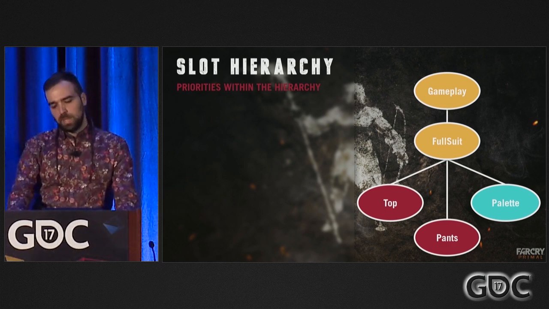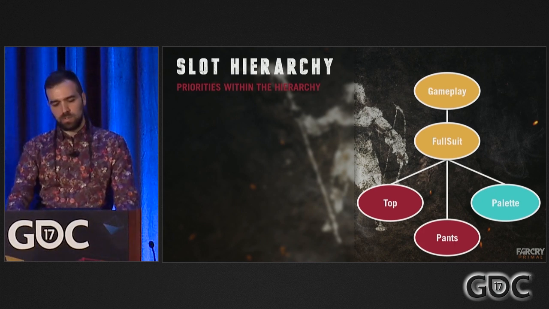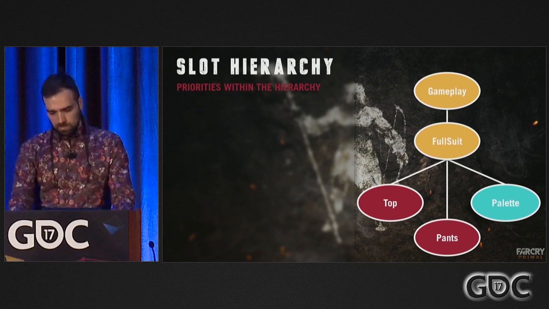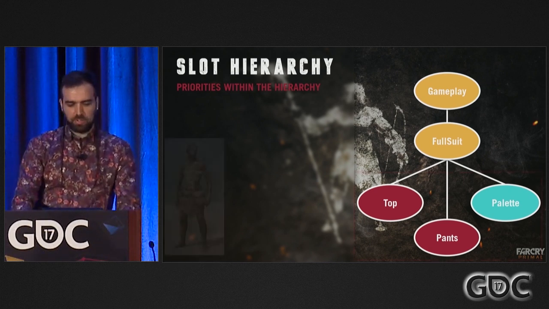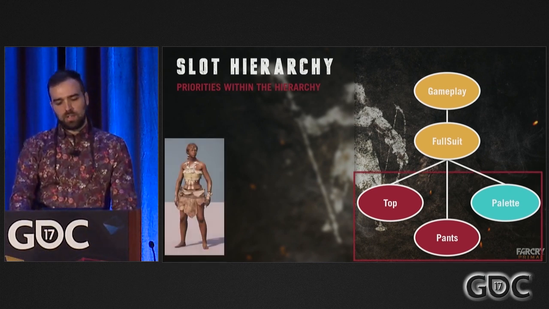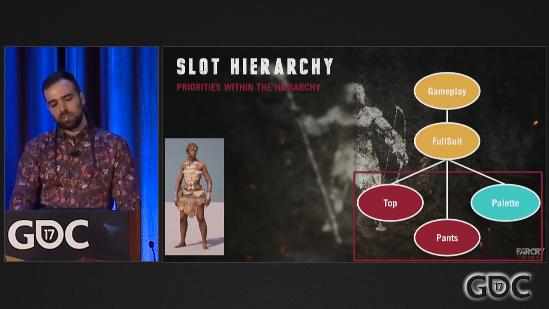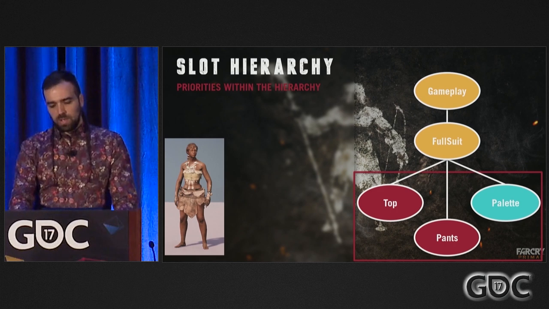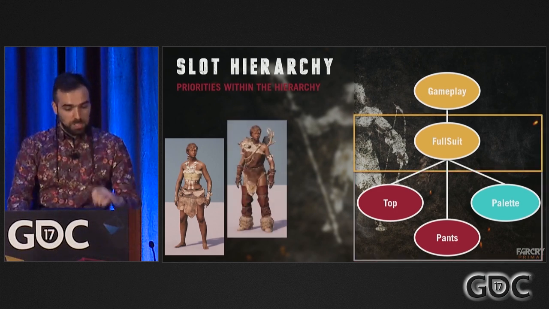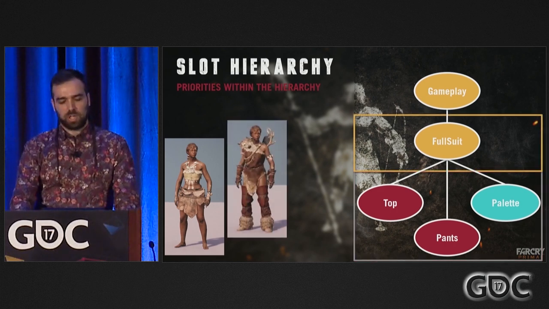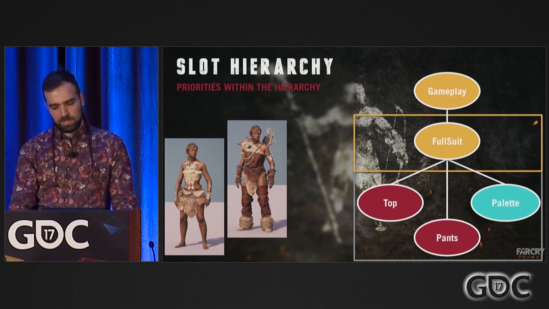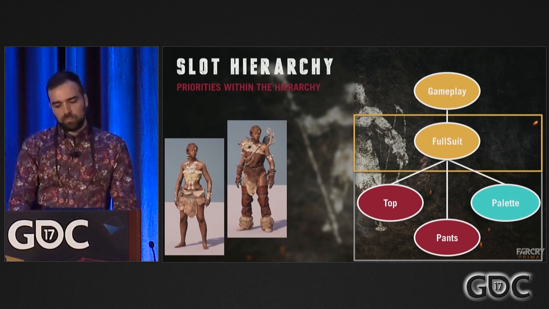We have a top and pants slot, and we have a palette slot. And then on top of that, we have a full suit slot and a gameplay slot. So I'm creating my character, and I can just select a top and pants and a palette and have my character look the way I want. Now, sometimes you want to give a suit to the player, but you don't want them to mix and match items. So there we created a hunter suit, and it's a very specific top that goes well with very specific pants and a palette.